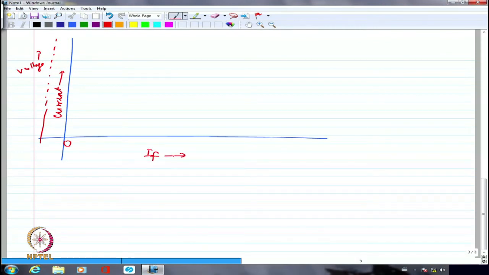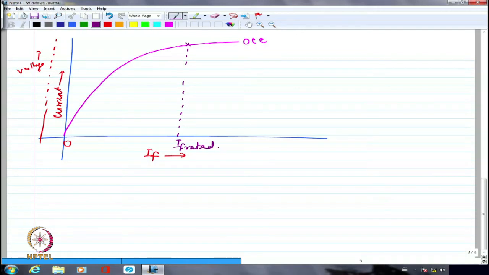I am first drawing the voltage characteristics. So it will go like this, probably. This is what is actually the OCC. Let us say this is the rated value of voltage, probably. So I am going to say that this corresponds to IF rated.